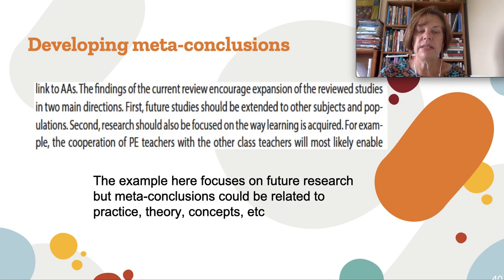So an example of meta conclusions in the paper that I'm showing you: "The findings of the current review encourage expansion of the reviewed studies in two main directions. First, future studies should be extended to other subjects and populations. Second, research should also be focused on the way learning is acquired." So in this example, they're focusing on future research, but you could draw meta conclusions on practice, on theory, on concepts, on anything that is relevant to your topic or your field.